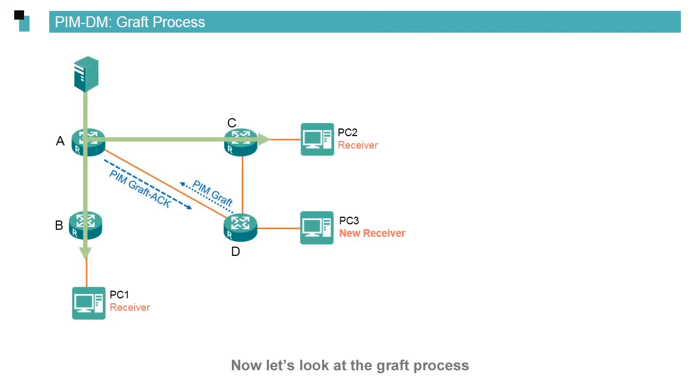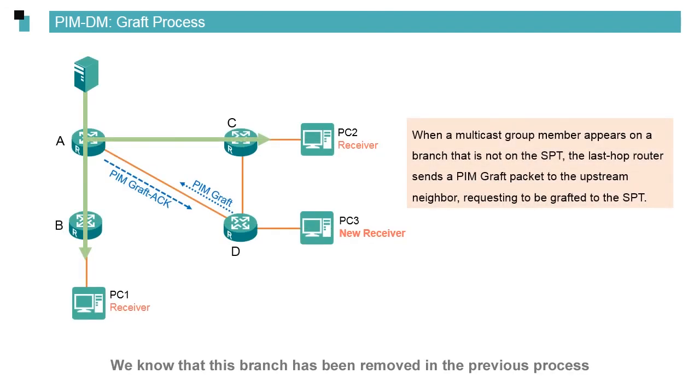Now, let's look at the graft process. We know that this branch has been removed in the previous process.